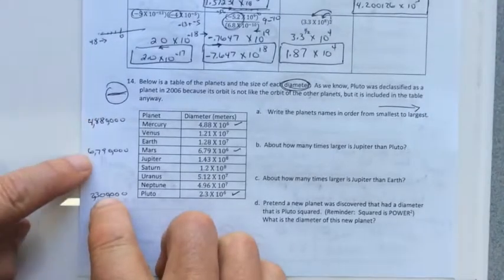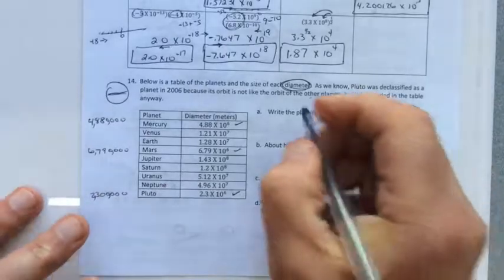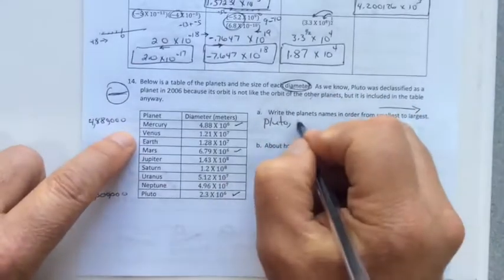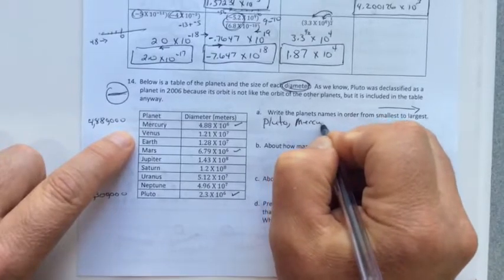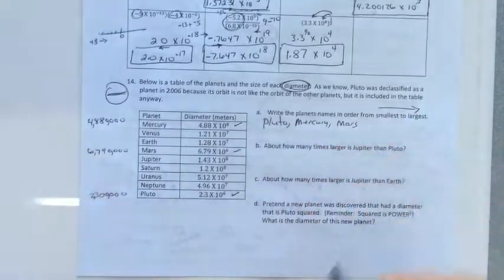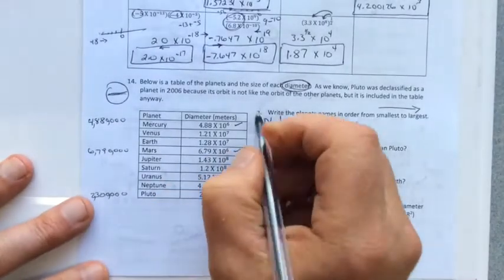Smallest, medium, next. So it's all of the super smalls. Pluto's the smallest. Mercury is next. And Mars is next. So there are the first 3 small ones. Those are the 6s. Now I'll do the 7s.